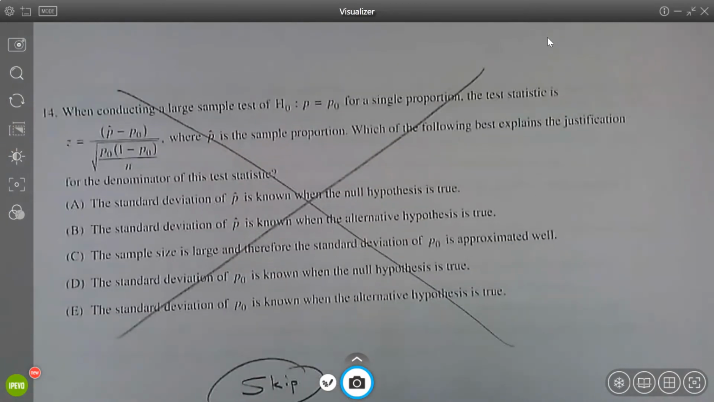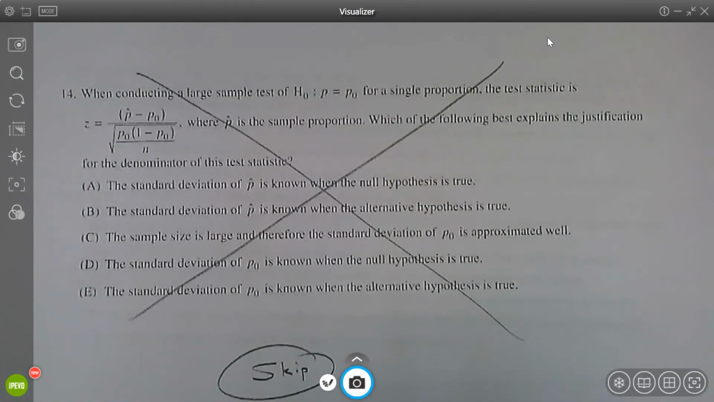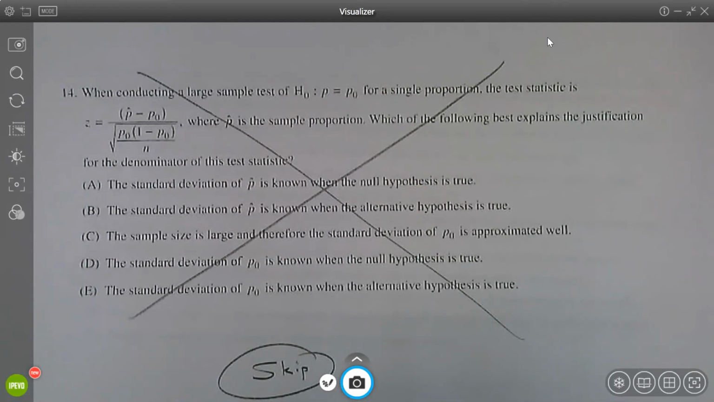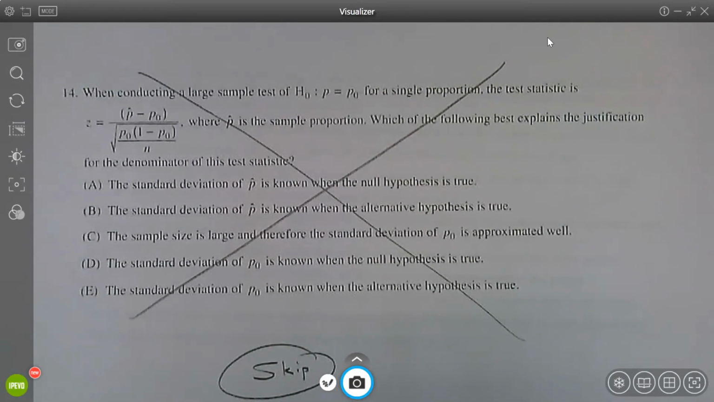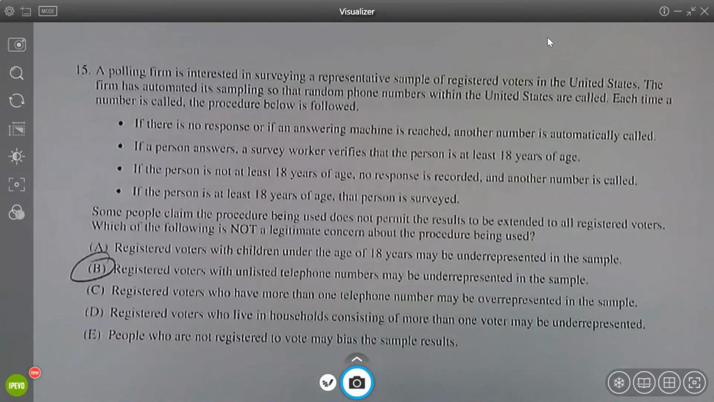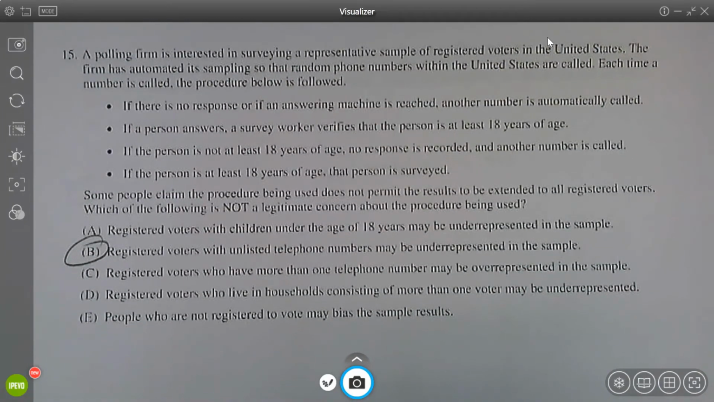Number 14 was not graded on this AP exam at all, so you can skip that. There's not a correct answer. Or if there is, there was something wrong with the question, so just ignore it.